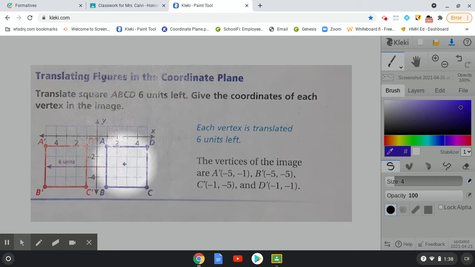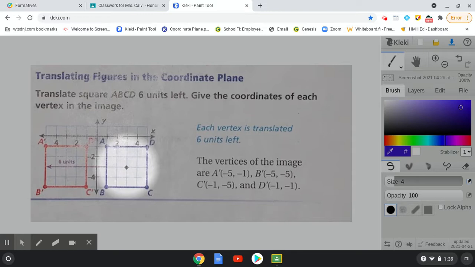So our original image is the blue image. So figure A, B, C, D is the original image. And the reason I know that is if you look at this red image here, they have these little tick marks next to our points. So whenever we see that little tick mark, we label it as A prime, B prime, C prime, and D prime. The reason they do that is so you know which is the original figure versus which is the translated figure.